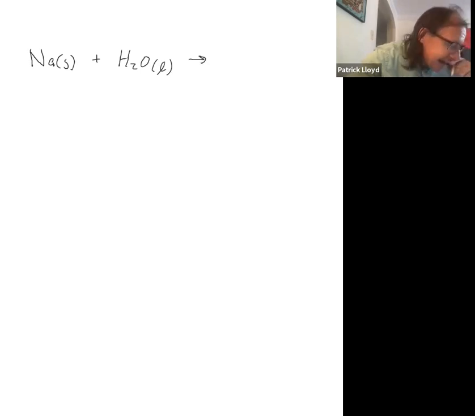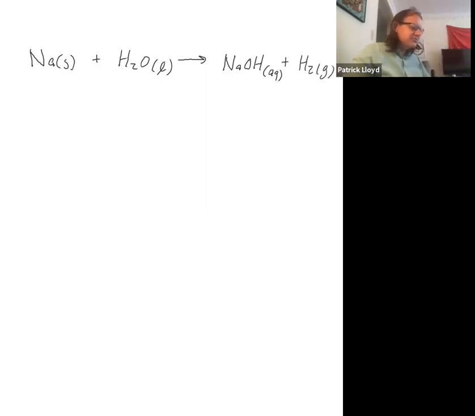It's a violent reaction. Sodium will actually react with water to form sodium hydroxide, which is referred to as lye. It's pretty dangerous stuff, actually. I'll put aqueous here. And then hydrogen gas. So it can actually explode.